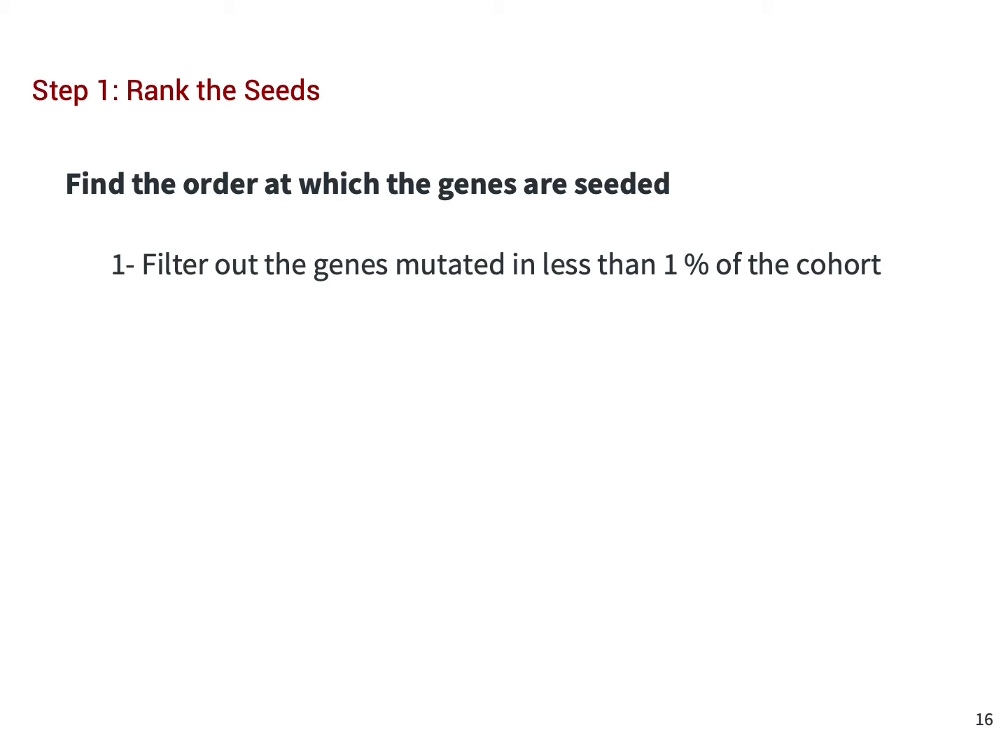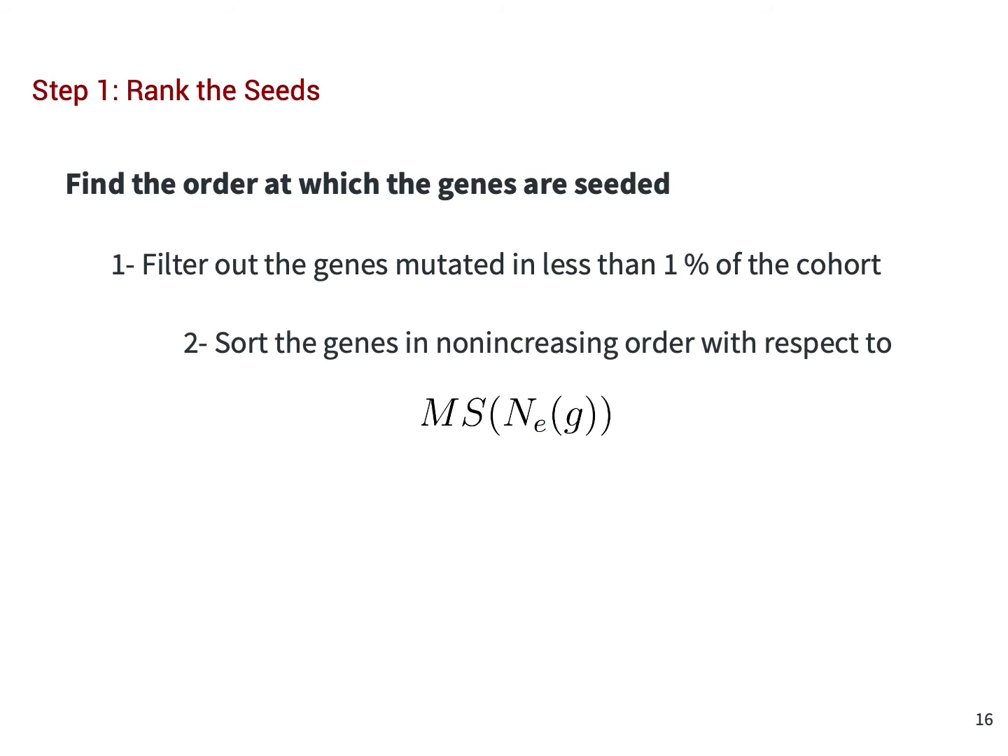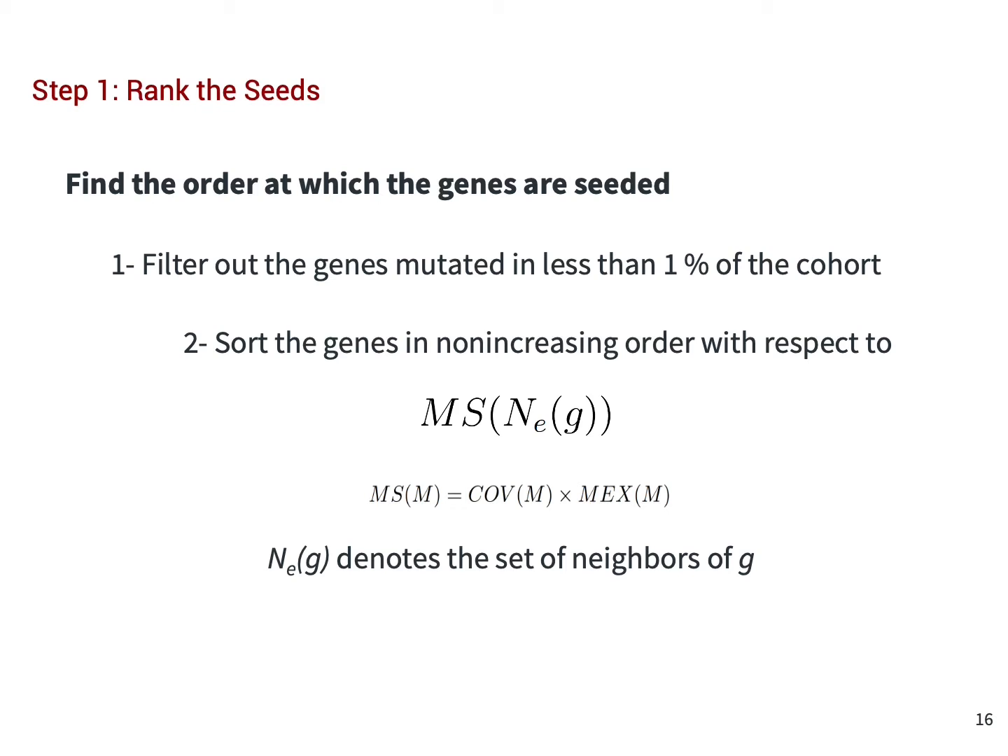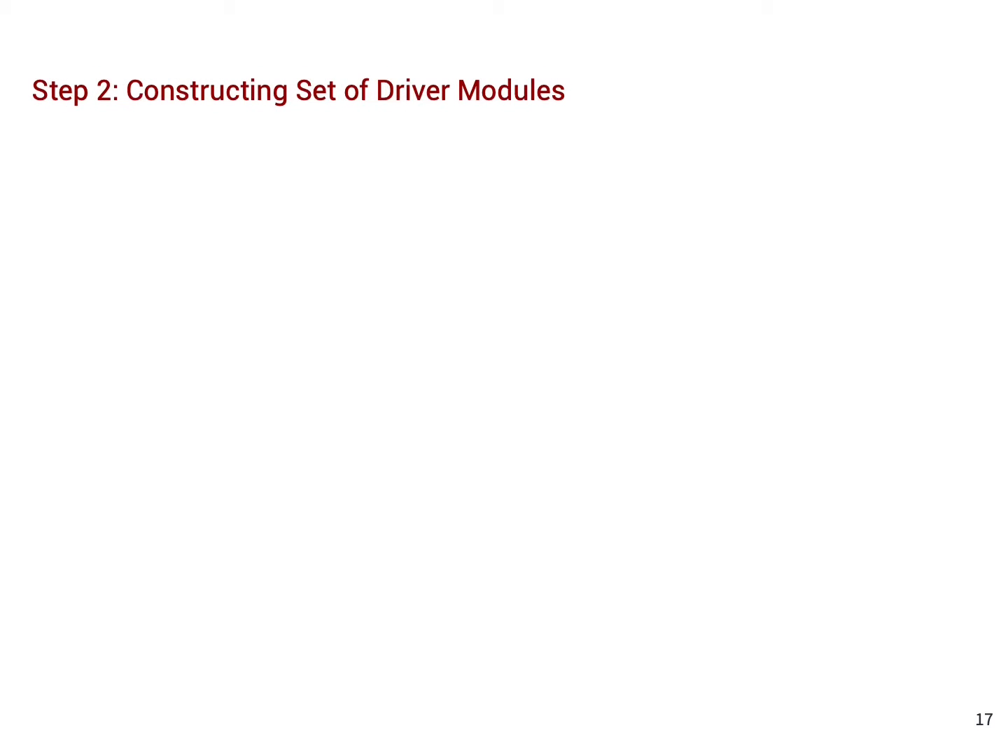We filter out all the genes that are mutated in less than 1% of the cohort, and then we sort the genes based on this score, which is MS of the neighbors of g. MS is the coverage of the module times the mutual exclusivity, and N of g denotes the set of neighbors of g. So this score measures how fit the gene is for further growth. And the second step is to construct a set of driver modules.